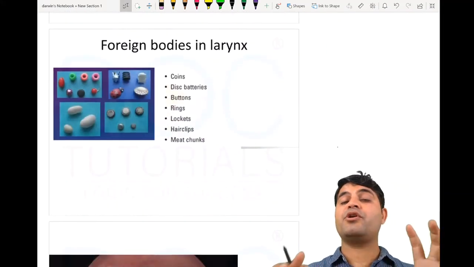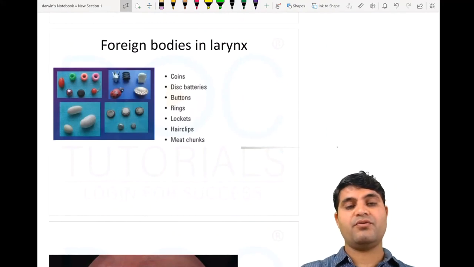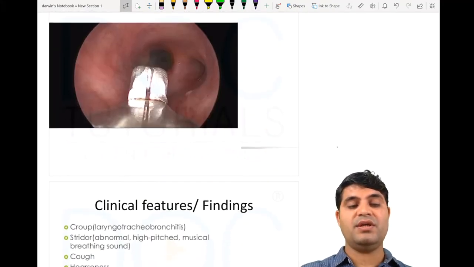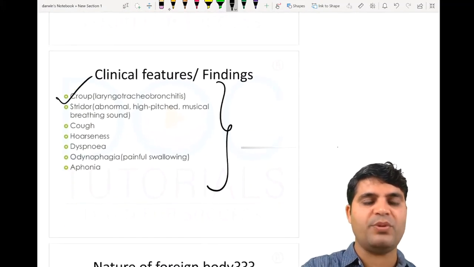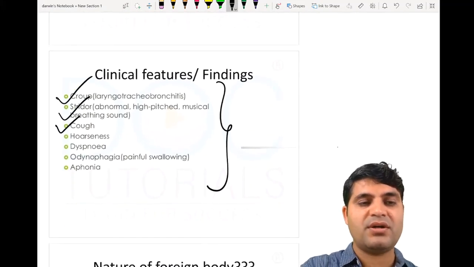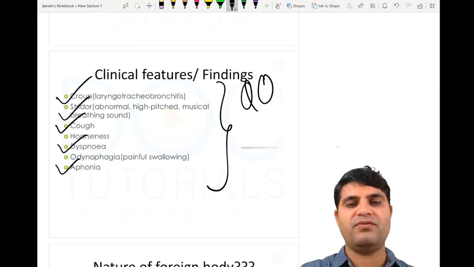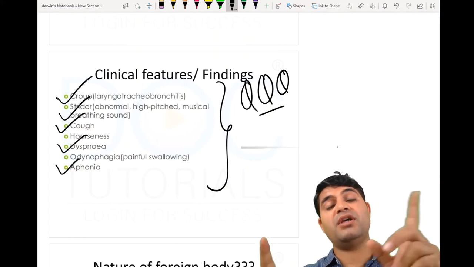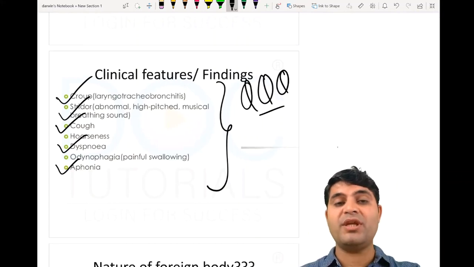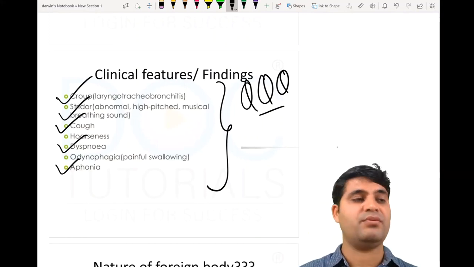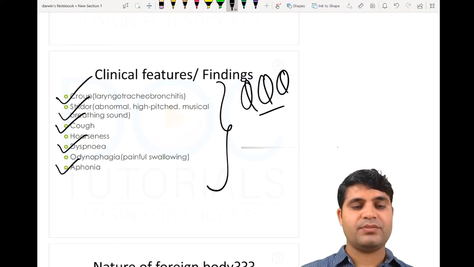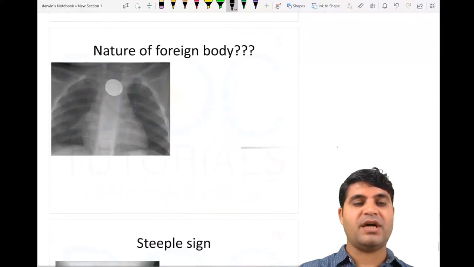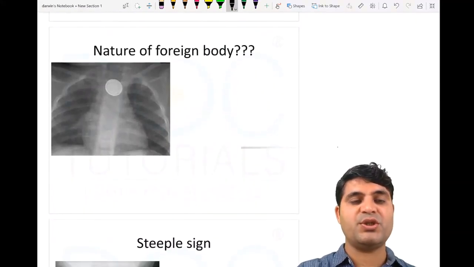Then remember foreign bodies of larynx. You can see they can present with any feature out of these: croup, stridor, cough, dyspnea, aphonia. So these are important features. And this question can again be asked from you, because we remove so many laryngeal foreign bodies, I am telling you. Okay. So yes, I have already answered this question. What is the nature of this foreign body?